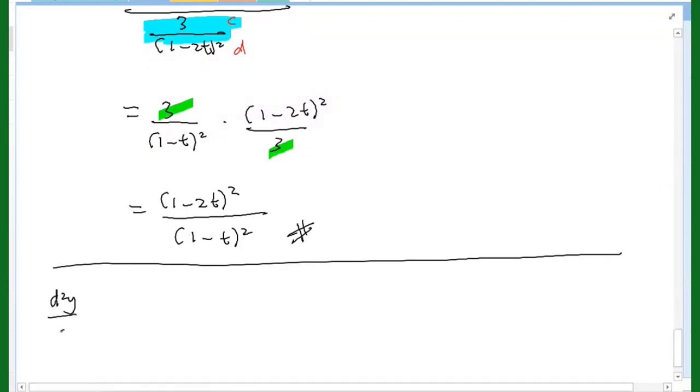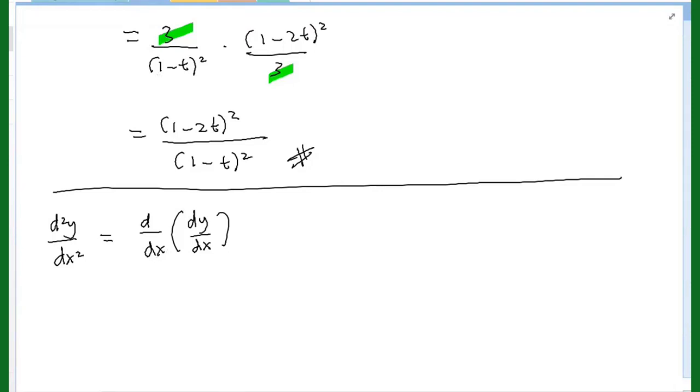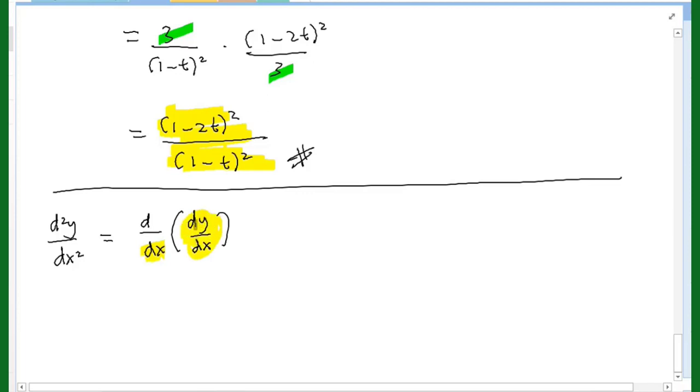d squared y over dx squared. This one actually is d over dx, differentiate dy dx with respect to x. Now dy dx here is actually in variable parameter t. Now you need to respect dx, actually cannot differentiate directly. So this one is dy dx in variable t. Now with respect to x, you need to adjust using the chain rule.